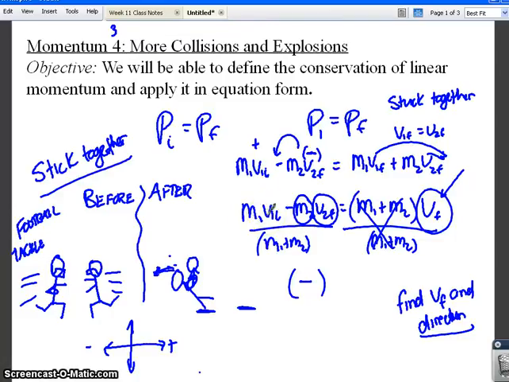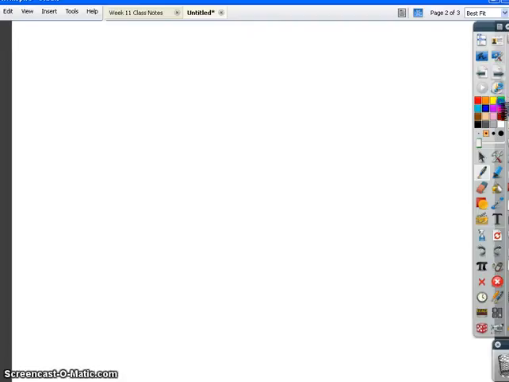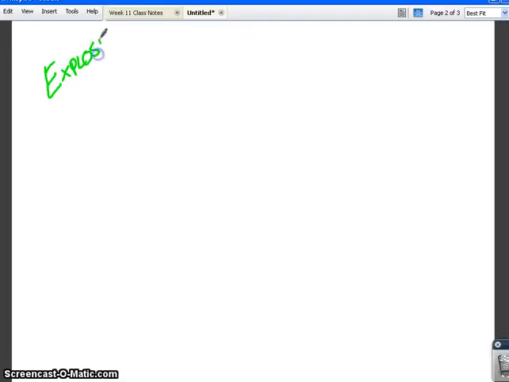So let's do one more situation here, and this is going to be called an explosion. This is going to be called an explosion, and honestly, this is way cooler than it sounds. Okay, this is not a bomb. Although we could do a situation with a bomb. An explosion means one object becoming two objects.